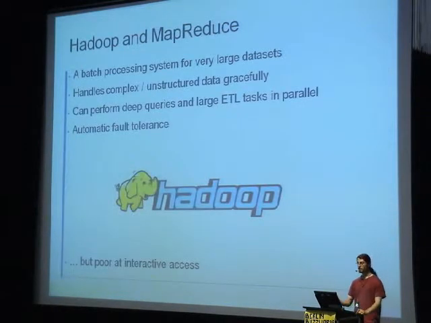Hadoop is a large-scale batch processing system designed to handle very large data sets. One of the primary strengths of Hadoop is that it can handle complex or unstructured data very gracefully. All of the data in Hadoop is used without any particular schema. You have user-defined functions operating over the data at every step, so you can infer any structure necessary to interpret your data in the way that makes the most sense.